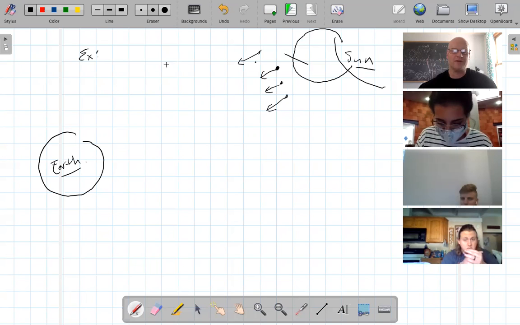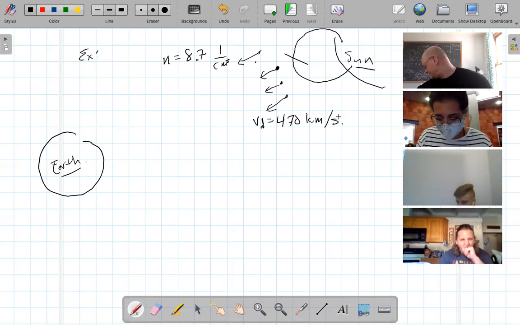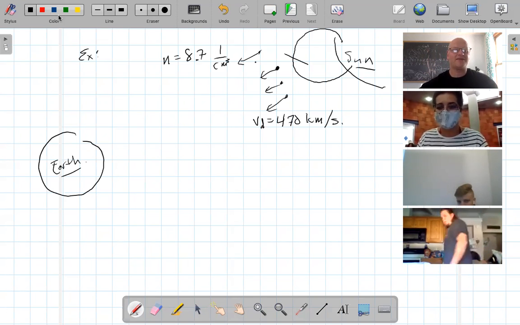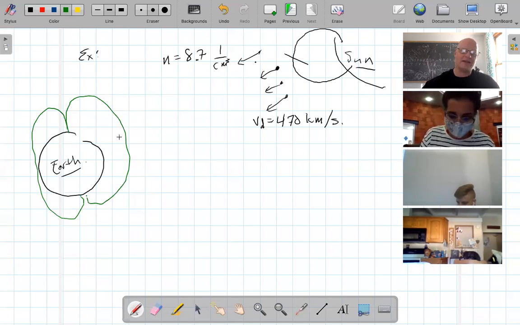Here we're told that the number density is 8.7 per centimeter cubed, and that these particles are moving with a velocity, which we're going to call the drift velocity, of 470 kilometers per second. Is that right? Yeah, per second. Good. Now, the Earth has a magnetic field, which does something similar to this. The solar winds get caught up in the Earth's magnetic field, causing this portion of the Earth's magnetic field to get dragged way out in this direction.